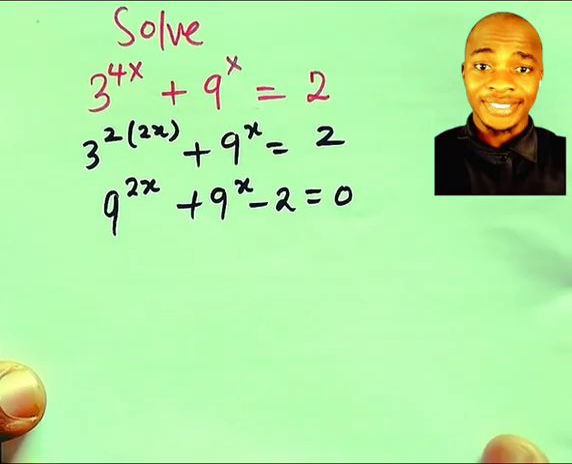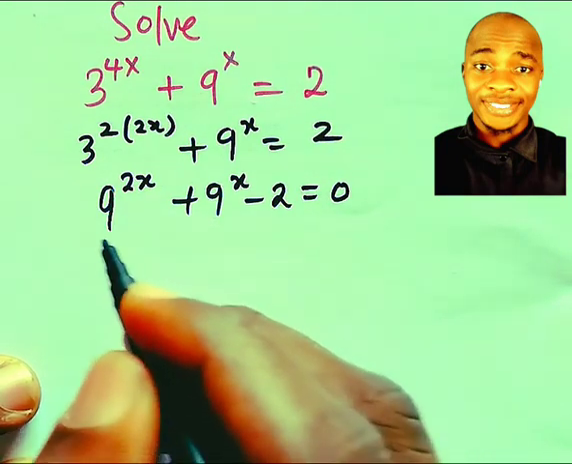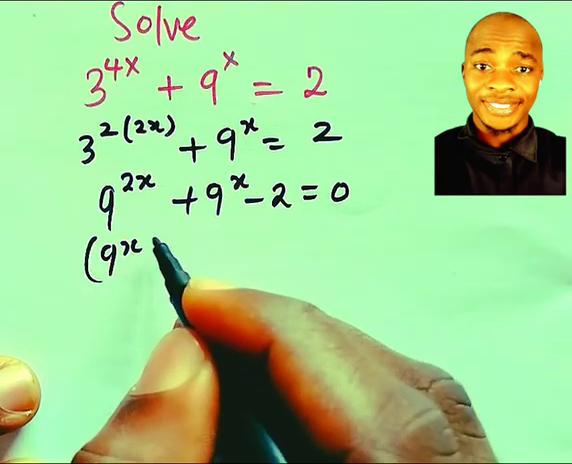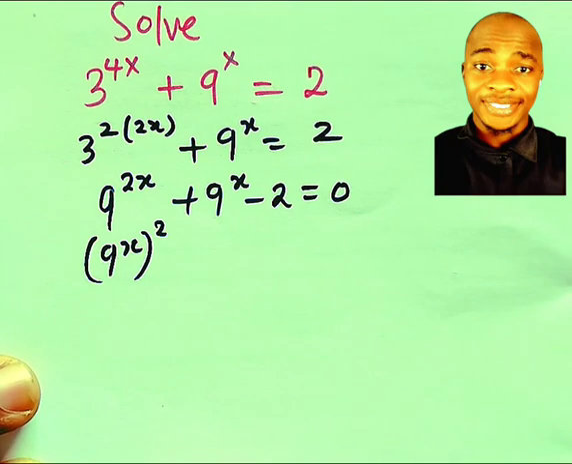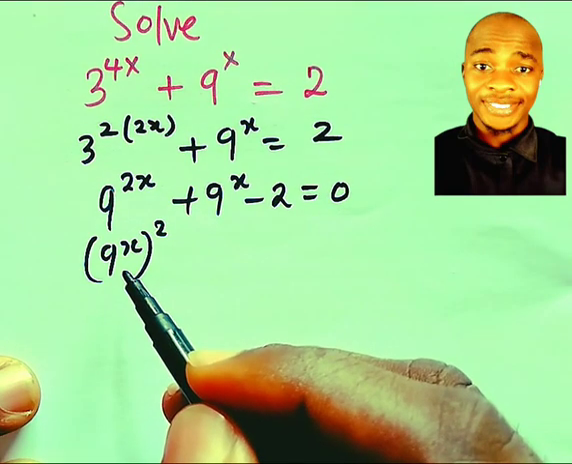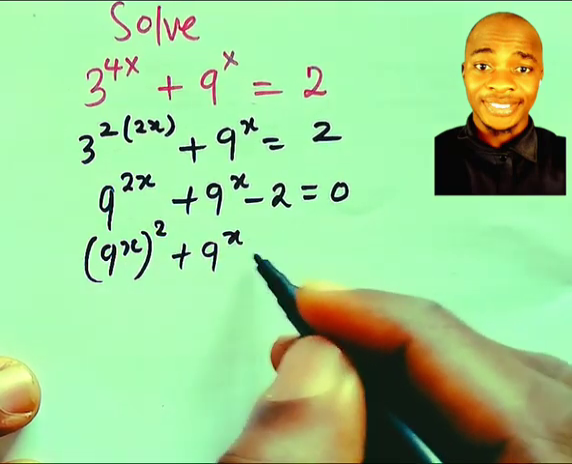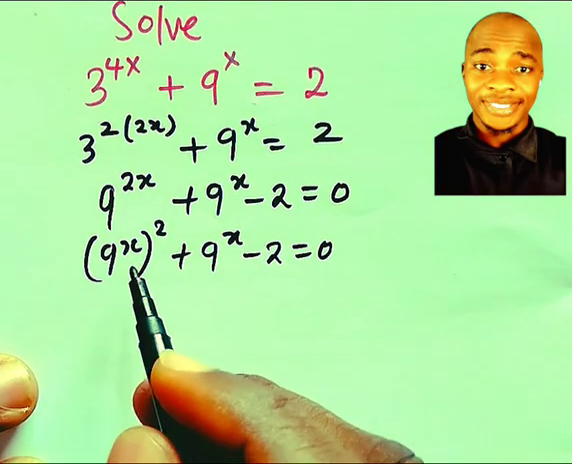So the next thing we're going to do is that I can also rewrite the first term of this equation as 9 to power x. Then I put 2 outside here, because at the end, we're still going to have plus 9^x minus 2 equals 0. So from there we have 9 to power x.